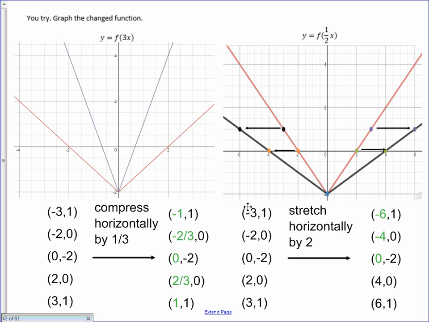So I take each of the x coordinates, so like -3, multiplied by 2 to get -6. -2, multiplied by 2 to get -4. So on and so forth. This 4 and 6 should be in green to show you that they changed. And then up here, I've just drawn some arrows so you can see how the points moved from the original to the new function when we stretch them horizontally by a factor of 2. All right, let's go on.